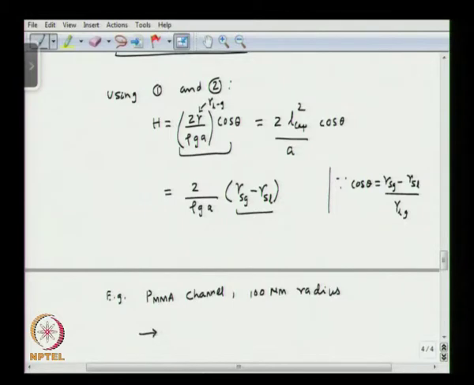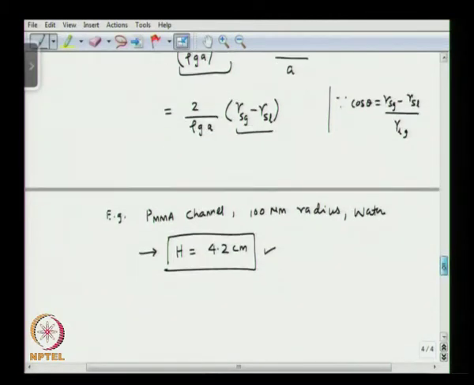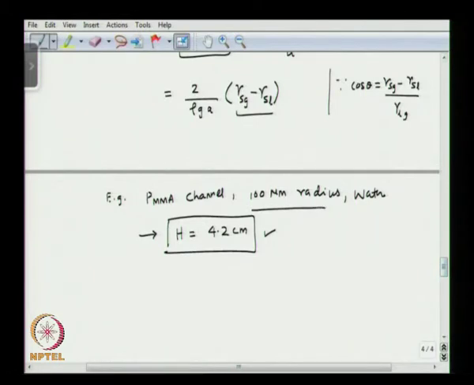We can find that the capillary height is going to be 4.2 centimeter. If you consider water as the liquid, H is going to be 4.2 centimeter. Now if, instead of 100 micron radius, you go for the same material and liquid, water, and the radius is 10 micron, then H will be 10 times, H will be 42 centimeter.